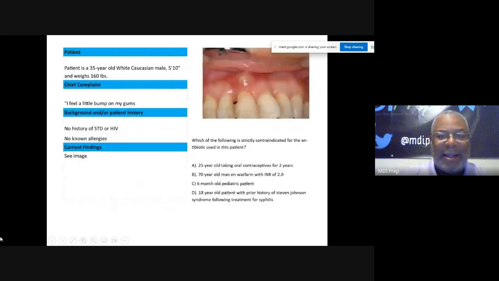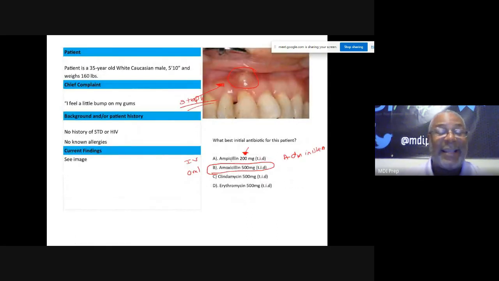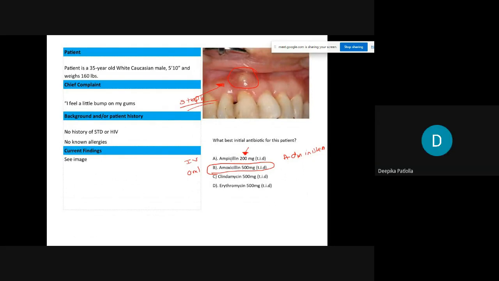Let me go back and see if I can get back to that. So you said what about erythromycin? They gave erythromycin as one of the options. Only if the patient has a penicillin allergy would we go with that option in this question. Correct.